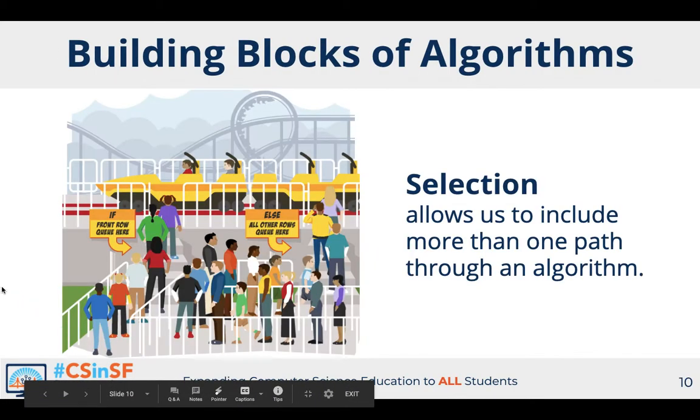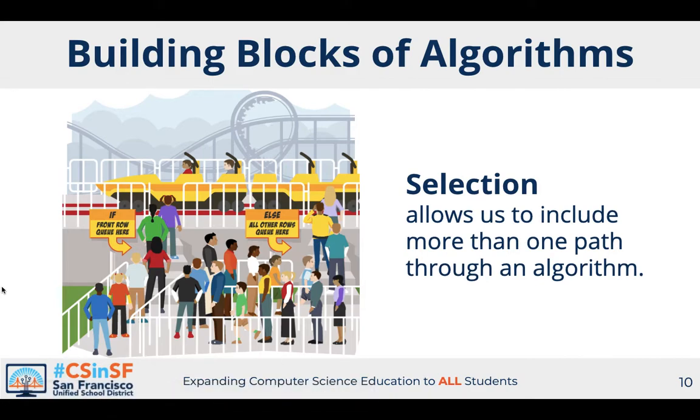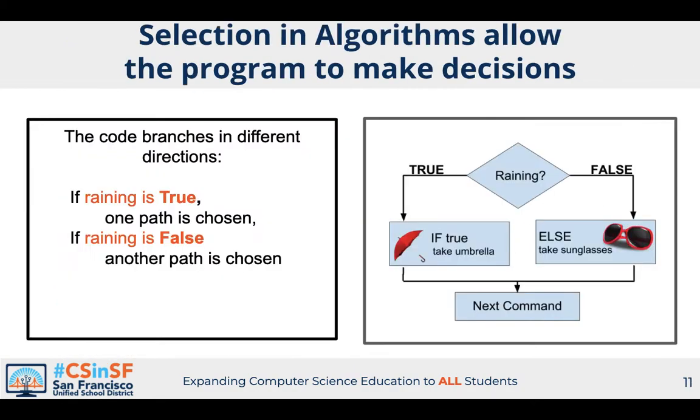The second building block of an algorithm is the idea of selection. And selection allows us to include more than one path in a program. So if your program comes to a place where it needs to make a decision on should it do one thing or should it do another, selection allows us to build that into our programs. So a basic way to think about it is selection allows the program to make decisions.